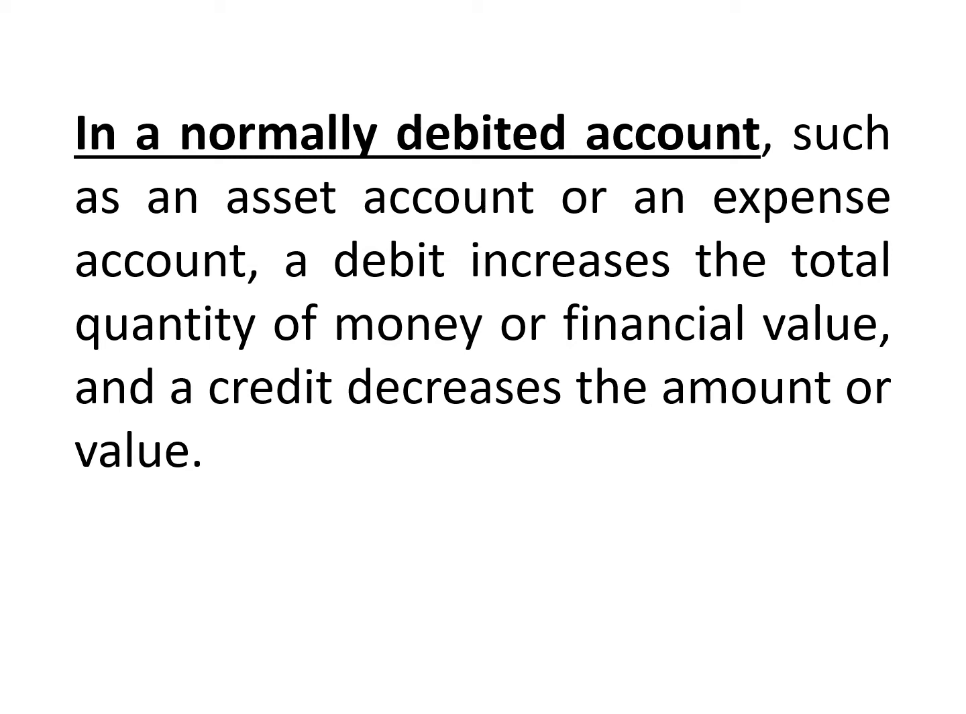In a normally debited account, what happens? Assets accounts and expenses accounts are these two accounts. What happens if the amount in these two accounts increases with a debit? It means a debit increases the value, the total quantity of money or financial value, and a credit decreases the amount or value.